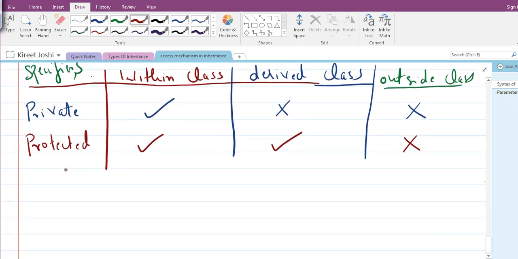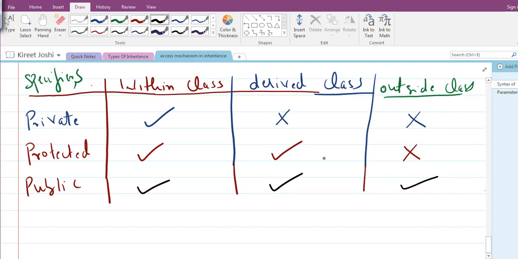The third is public, and it is very simple, and this public is widely used. The public members can be accessed within the class, they can be accessed in the derived class, and they can be accessed outside the class. You can directly access them with the help of objects if the members are public. So this table is very important. If you understand this table, you will face no problem in solving the problems of inheritance. You can solve the problems easily if you understand these concepts.